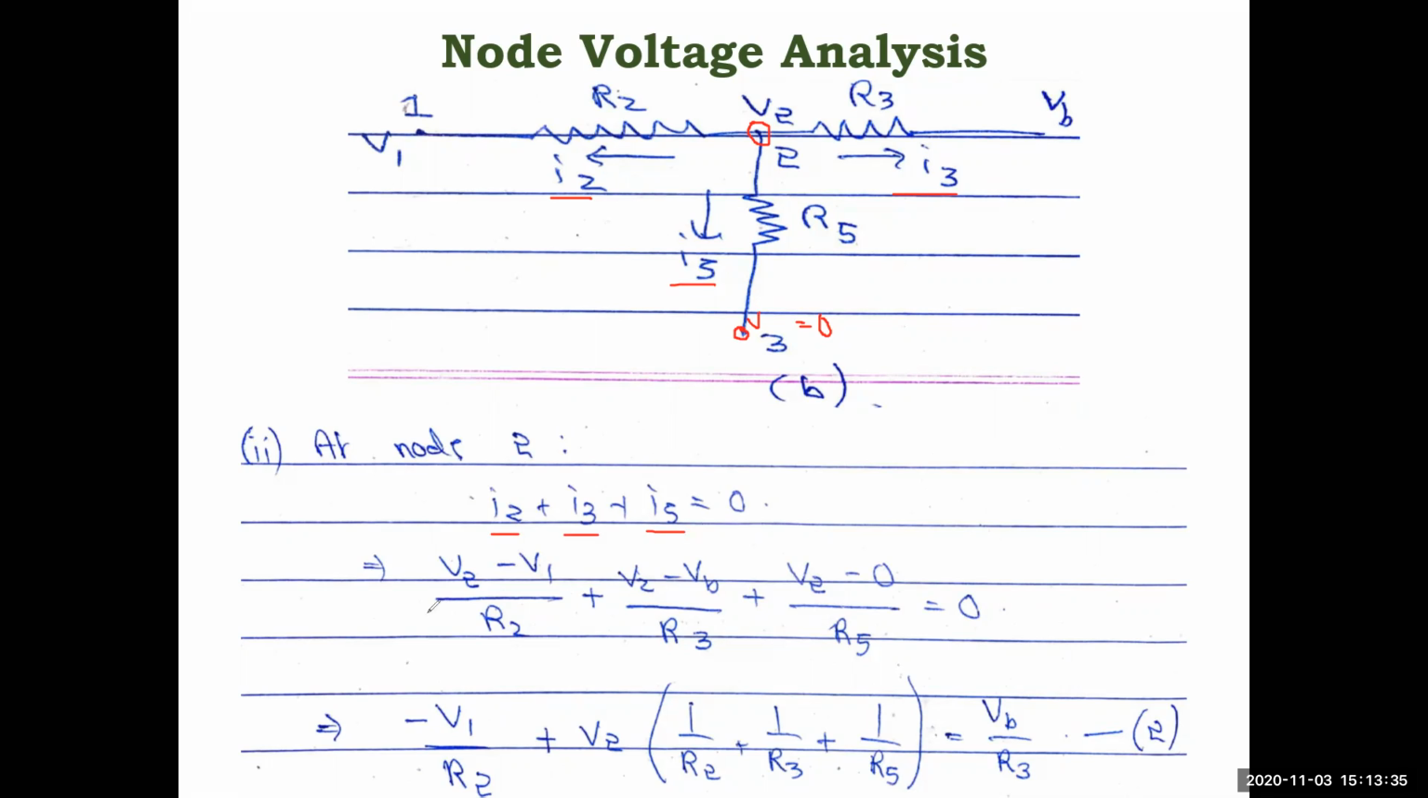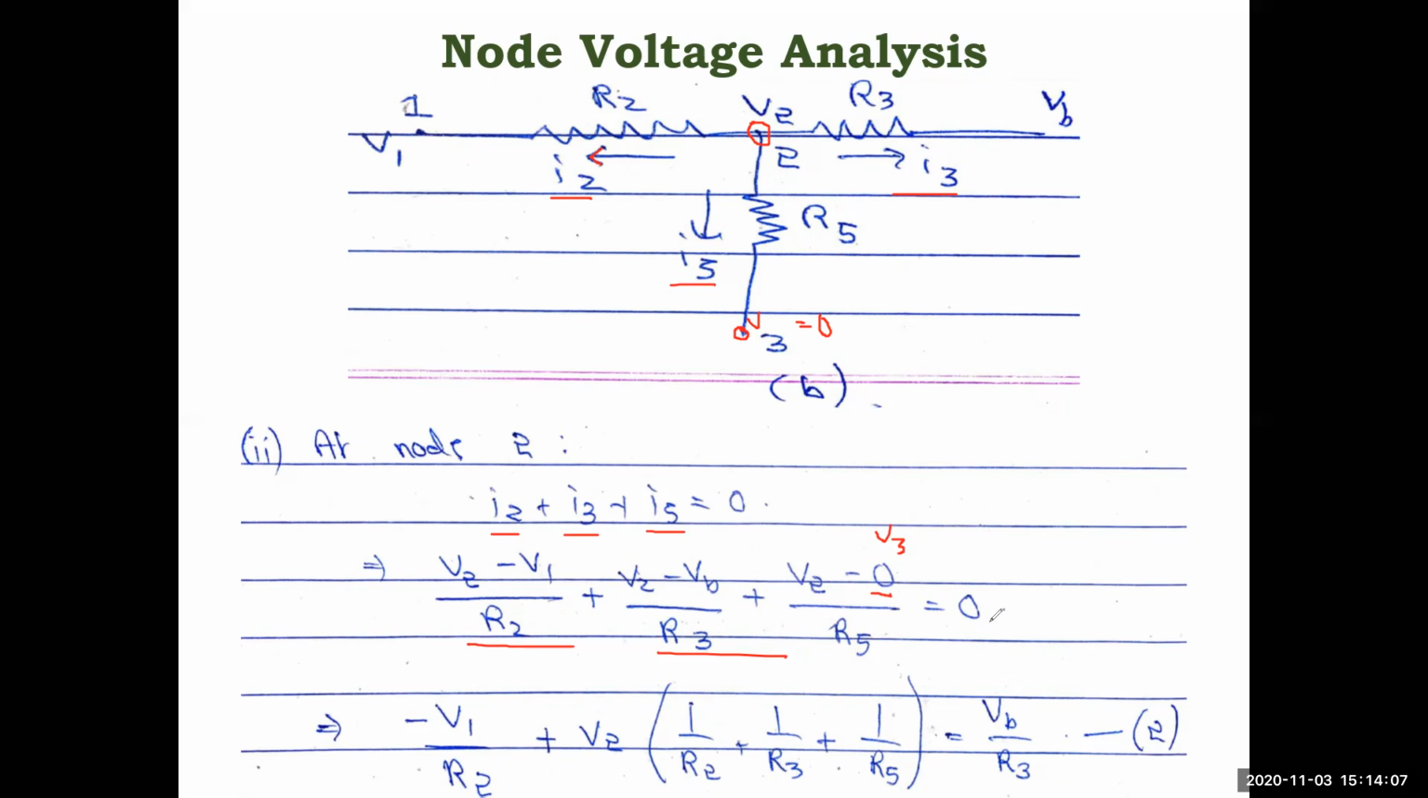Then what is the I2 current in this case? I2, which direction? The arrow is this side, right? So that means V2 minus V1 by R2. That is the I2 current. And I3, where is I3? V2 minus VB, so VB is there. So V2 minus VB by R3. And where is R5? This one, I5. V2 minus V3, so again here V2 minus V3 by R5. V3 is 0, that's why here it is mentioned 0.